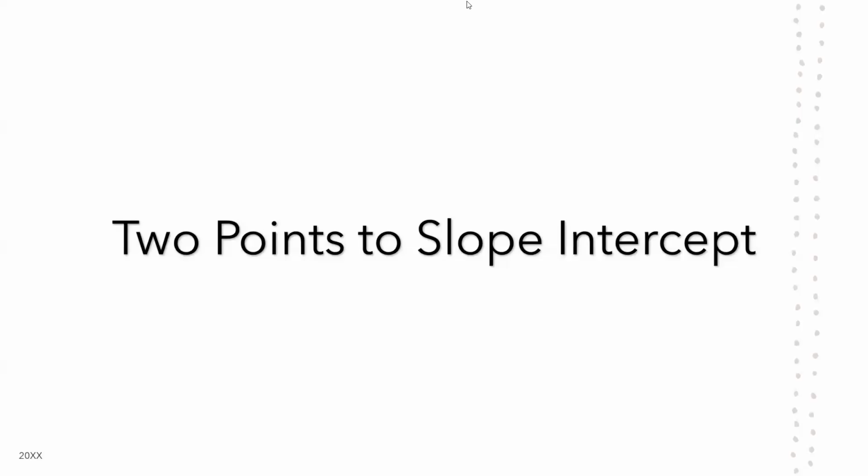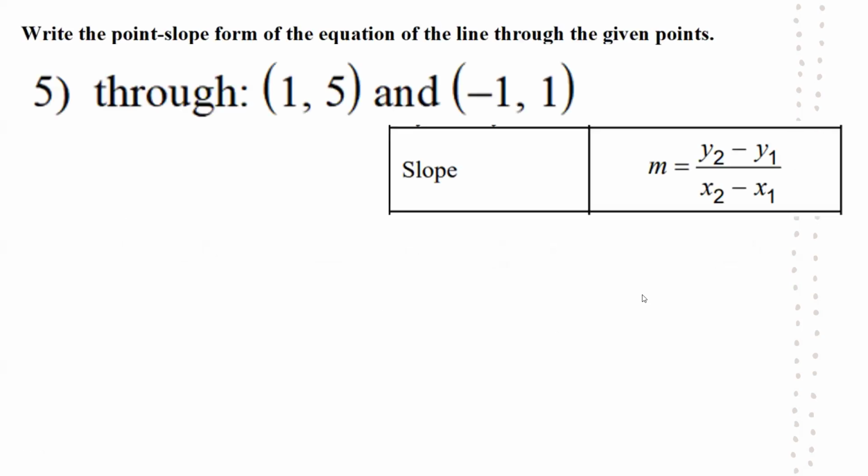Hello, everybody. The final lesson of this week is: if I give you 2 points, can you take that and put it in slope-intercept form? So hopefully you watched yesterday's video, because if you don't know how to do yesterday's, today's not going to be so hot. So just like yesterday's, I will give you 2 points.